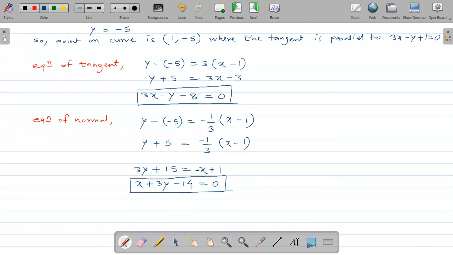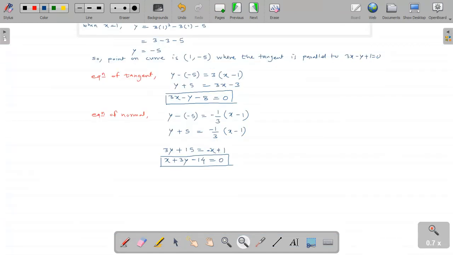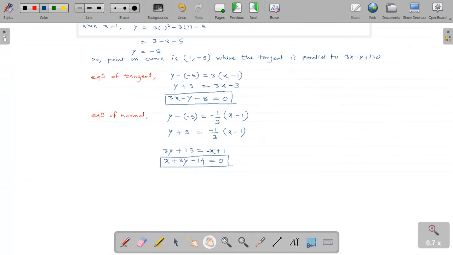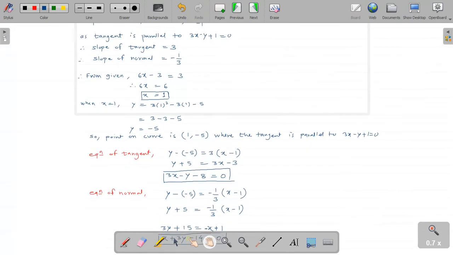So here the condition on the tangent is given differently. Tangent is given which is parallel to the given line. So solve such type of questions related to this exercise. Okay. See here again carefully.